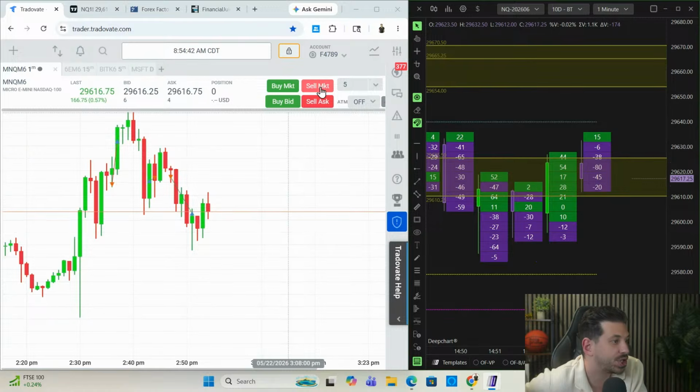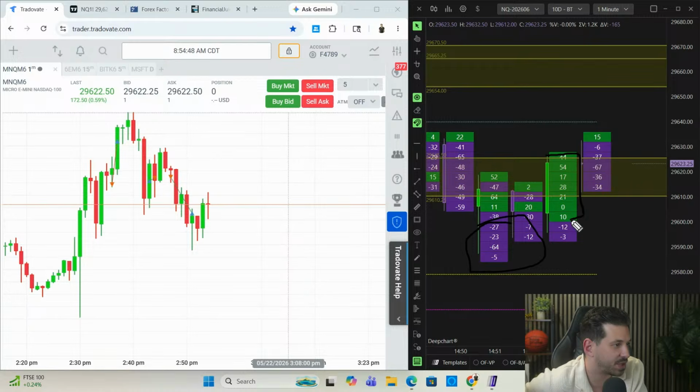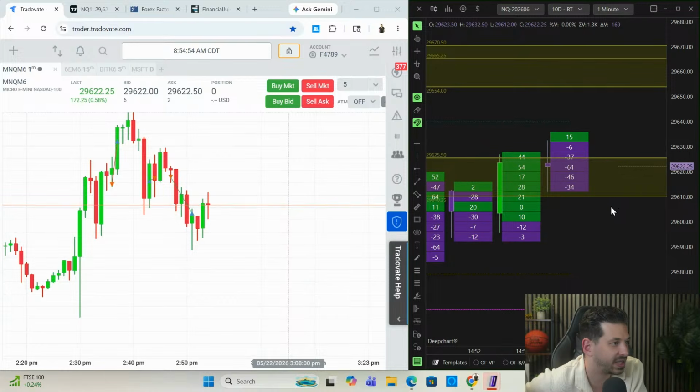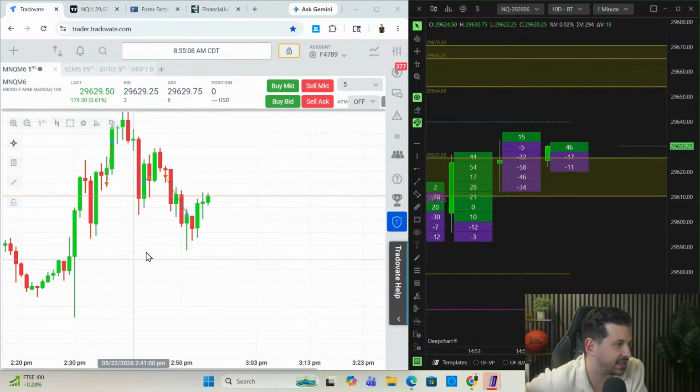I might go in short, but I don't like the fact that all these sellers are trapped at the bottom here. This is a lot of fresh buying coming in. We got some fresh selling though. I might be aligned a little bit more to the sell side here. But again, they're failing, these sellers. Nah, they're failing. It might push up here. I think the open has been defended.